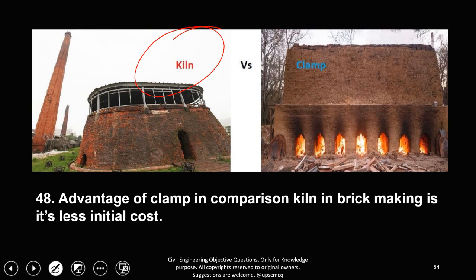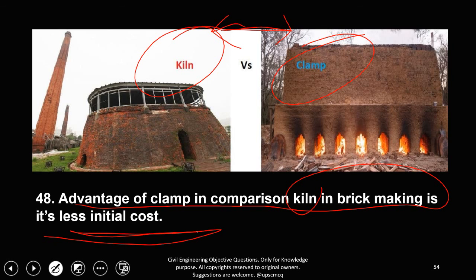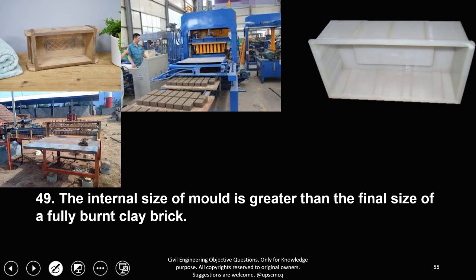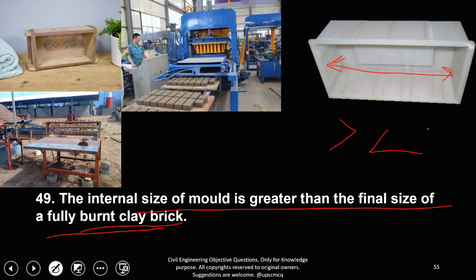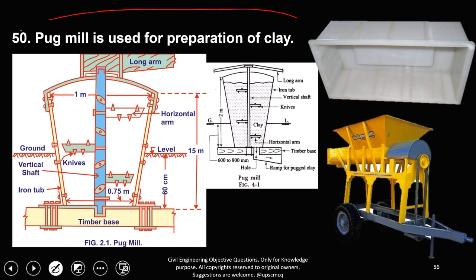Now, this is a kiln, this is a clamp. These are two various places where bricks can be made. The advantage of a clamp in comparison to a kiln in brick making is that it has less initial cost. The internal size of the mold is greater than the final size of the fully burnt clay brick. Now, the pug mill is used for preparation of clay.